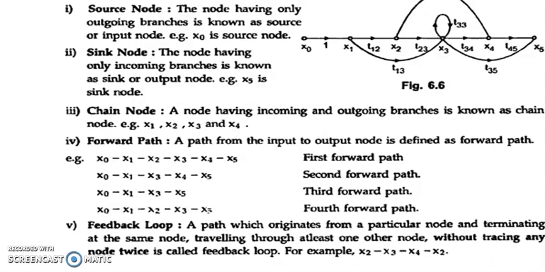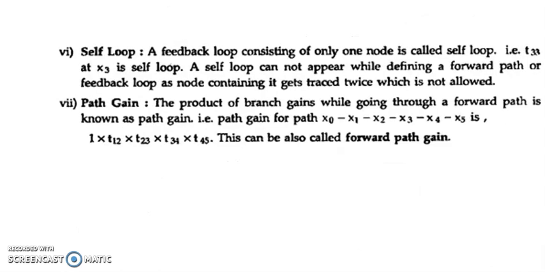A path which originates from a particular node and terminates at the same node, traveling through at least one other node without tracing any node twice, is called a feedback path. For example, x2, x3, x4 and x2 is a feedback path. Self loop: a feedback loop consisting of only one node is called a self loop. For example, t33 at x3 is a self loop.